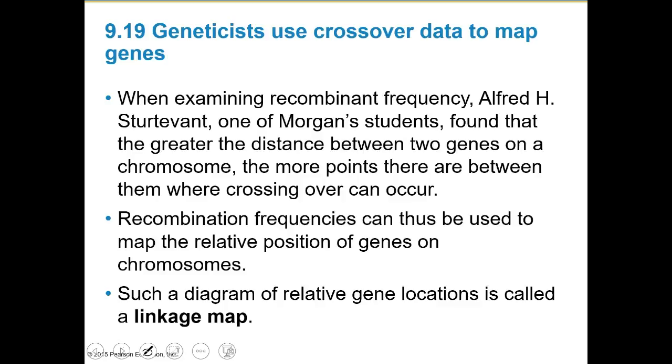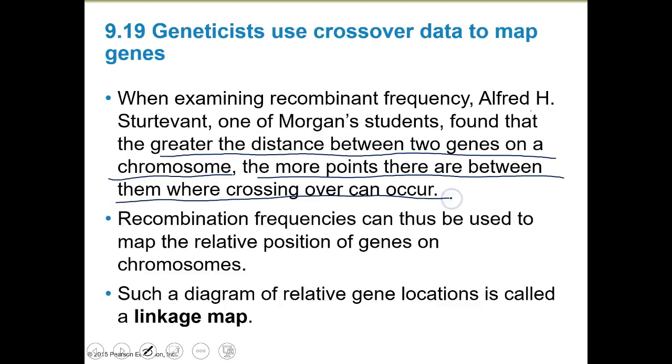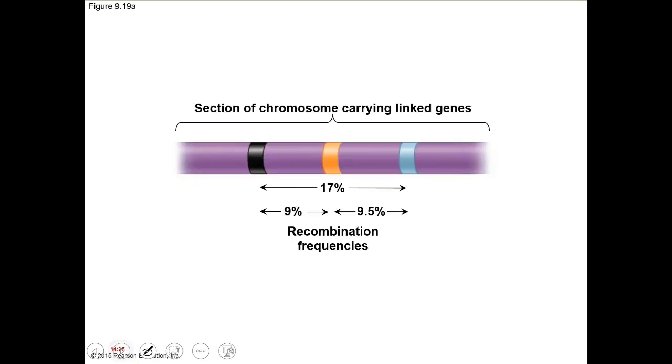So when examining recombinant frequency, Sturtevant, one of Morgan's students, found, and this is the main point, that the greater the distance between two genes on a chromosome, the more points there are between them where crossing over can occur. So recombination frequencies can thus be used to map relative positions. We call that a linkage map. Okay, so I'll show you what that looks like.